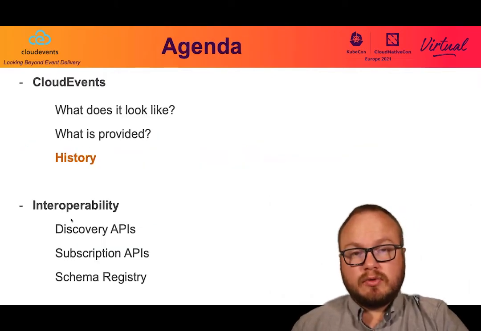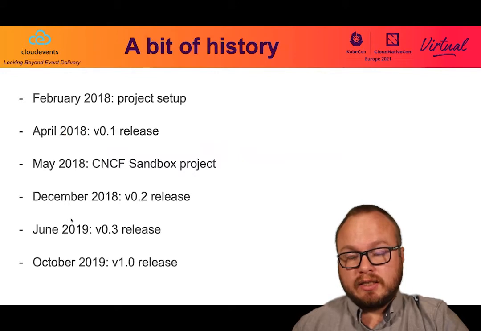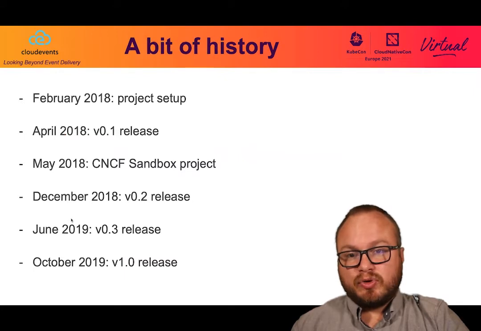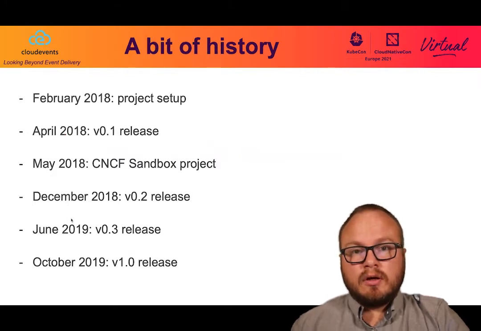A little bit of history. The project started in February 2018, and the first version, v0.1, in April. In May, we got accepted as a CNCF sandbox project. In December, v0.2 was released, followed in 2019 by v0.3 in June, and finally 1.0 in October 2019. Since then, we have worked on the interoperability specifications, including discovery, subscription, and schema registry.